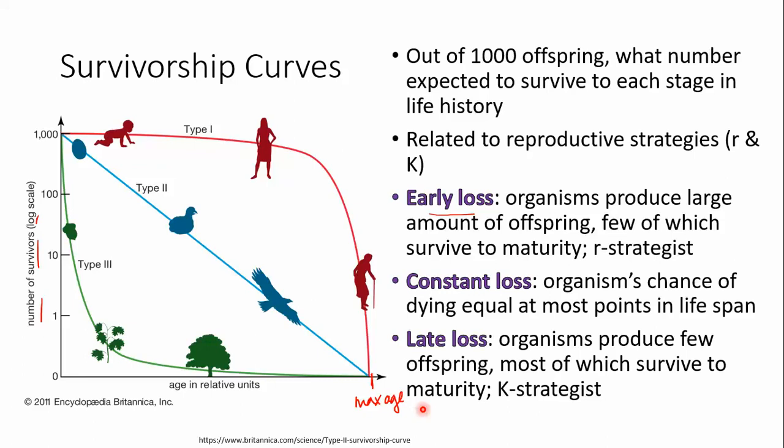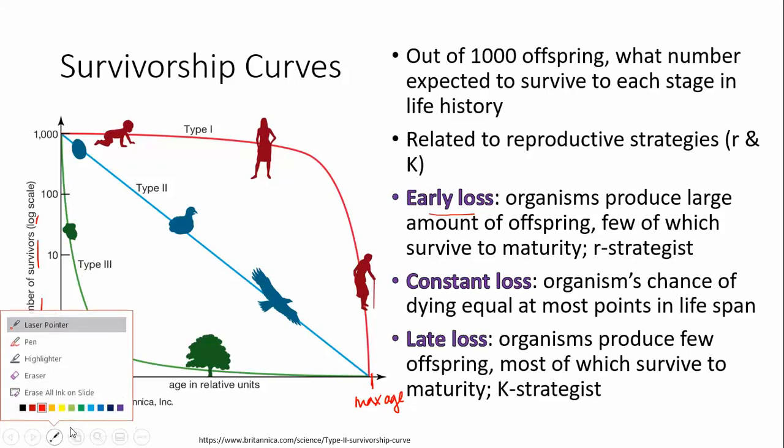There's also a constant loss, or type 2, where the organism's chance of dying is about equal anywhere in its lifespan. So those tend to be mostly R strategists, but I believe they're kind of intermediate.